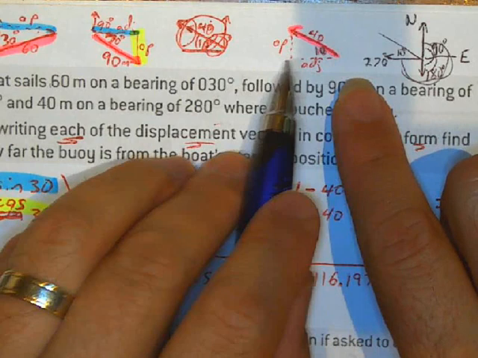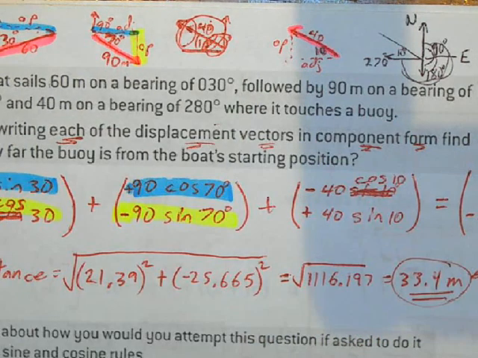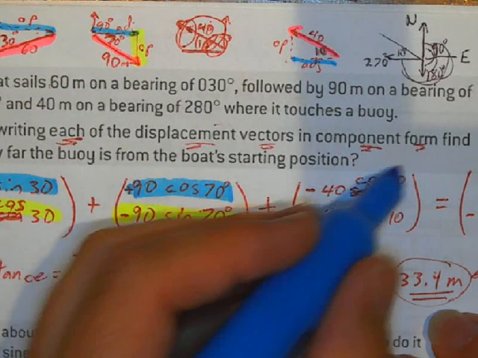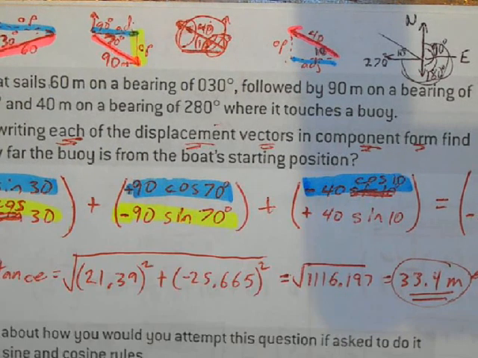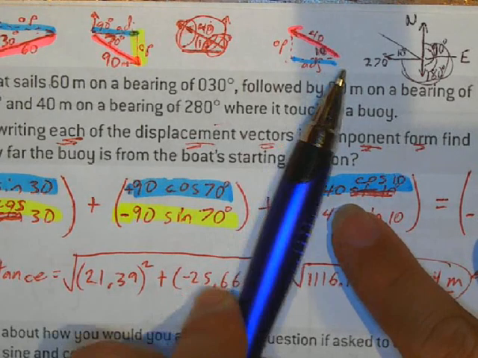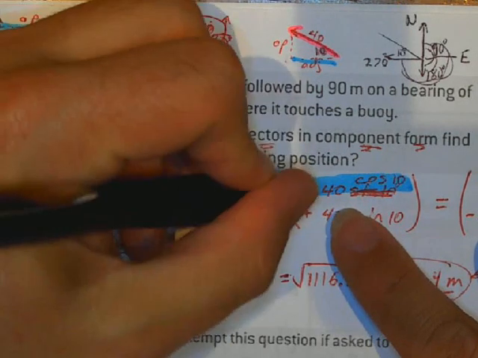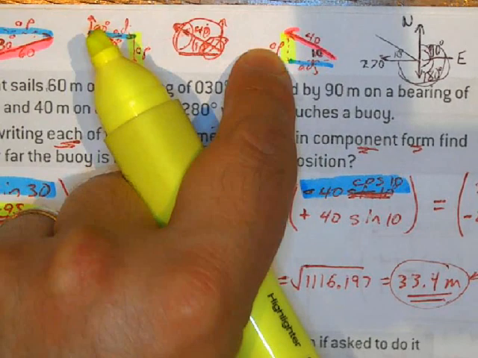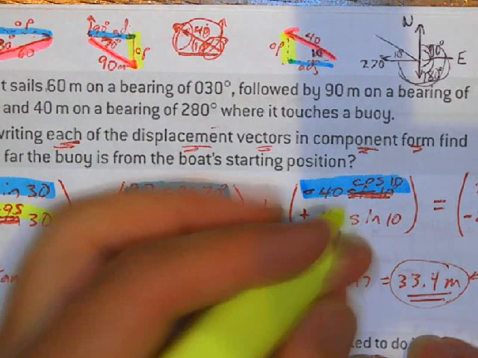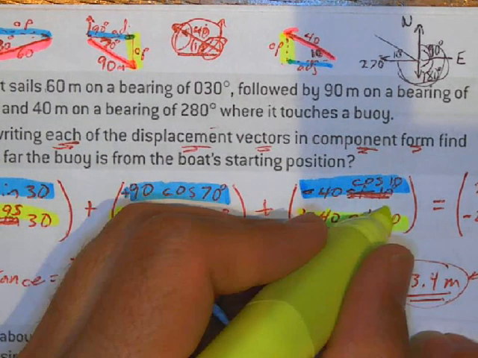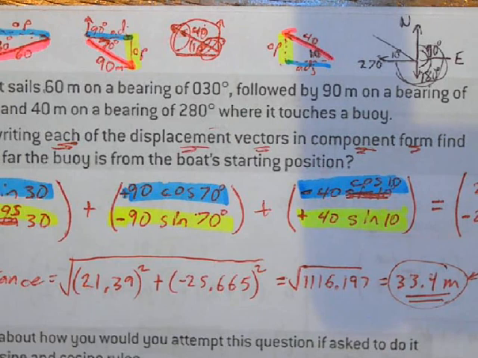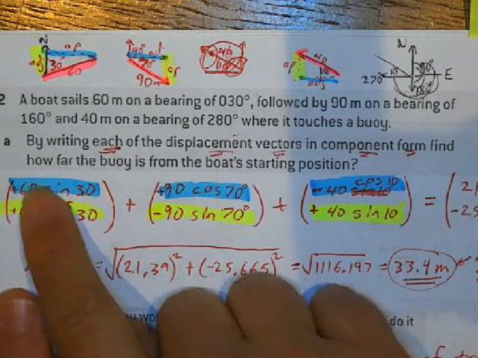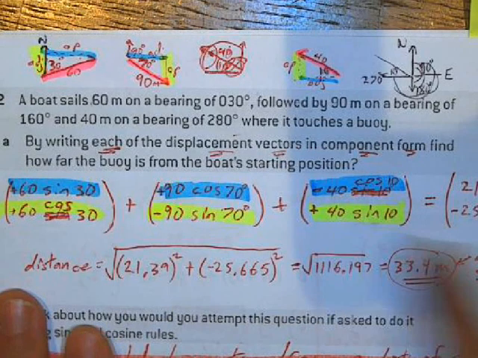We got opposite and adjacent. So if I've got adjacent and hypotenuse, I'm going to use cosine. And notice it's going to the left, so that makes it negative. And then it's going up, so I got opposite and hypotenuse, so I'm going to do sine. And notice it's going up. Okay. So now I'm going to add these values together, and then I get this.